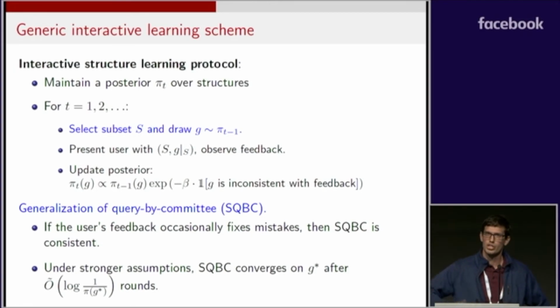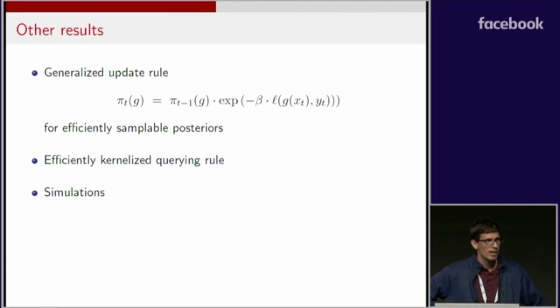It has some properties associated. For example, we can show that under fairly minimal assumptions on the user's feedback, this algorithm is consistent. And under stronger assumptions, we can actually quantify this convergence rate. We also have some other results in the paper. For example, we consider a broader class of posterior updates to allow for efficient sampling from the posterior. And then we also look at kernelizing this querying rule, and we also present some simulations.